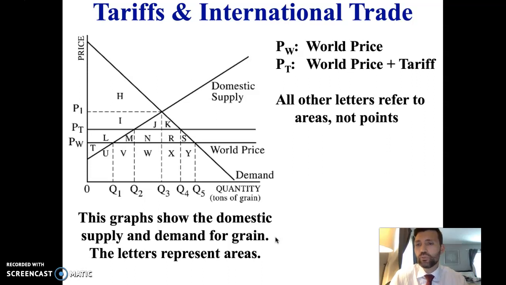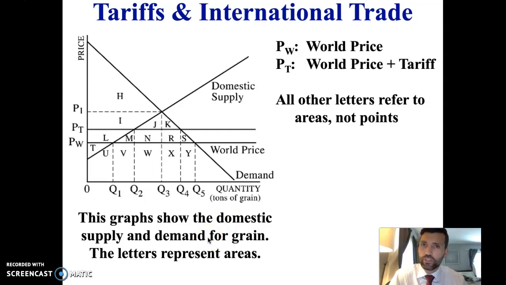P sub W is the world price. In this example, we see an unlimited amount of grain, so we can see that it's a market for grain, quantity in tons of grain. An unlimited amount of grain is available from the world market at P sub W.